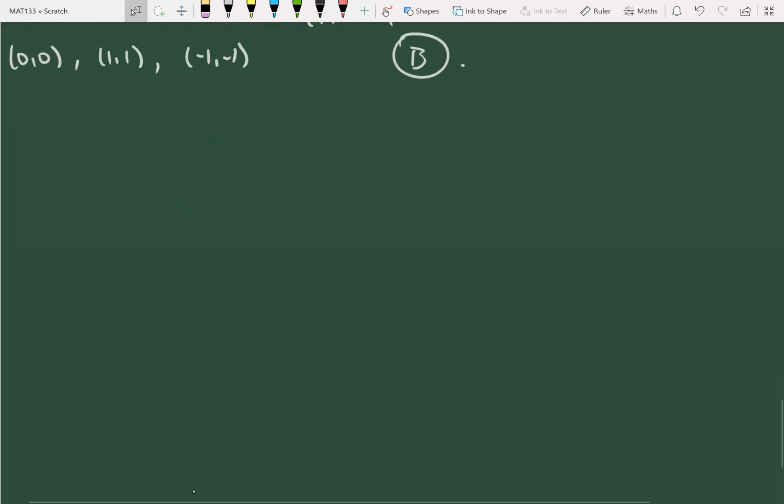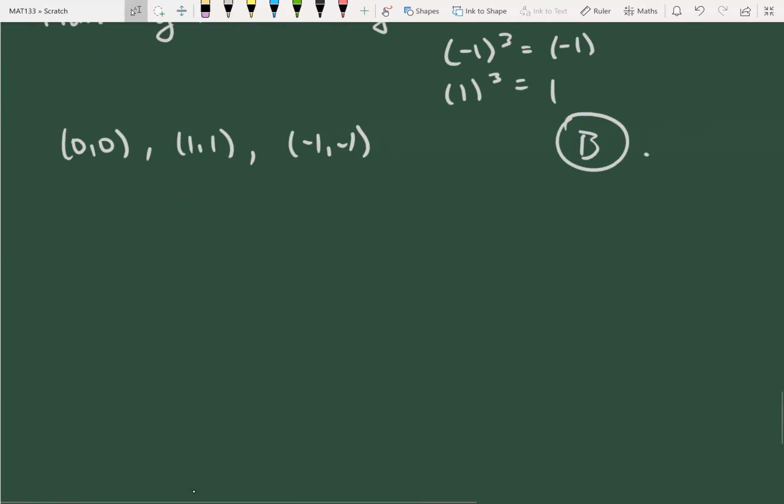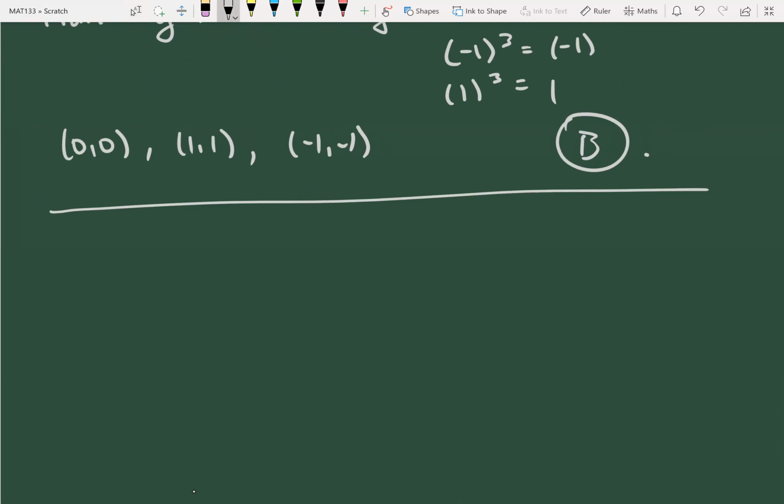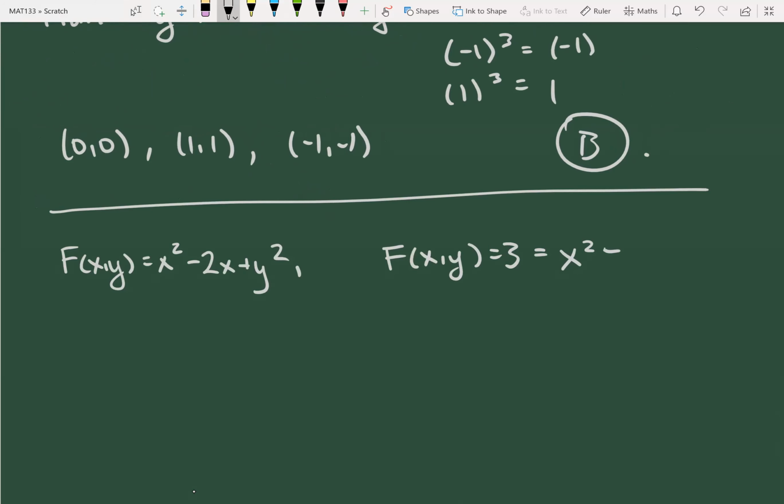Okay, so for this question, we have f of x, y is x squared minus 2x plus y squared. And we want to look at f of x, y equals 3. Right? So 3 is equal to x squared minus 2x plus y squared. And we want to say, what sort of shape is this? Okay, and what do we do? Does anyone remember how you do this?